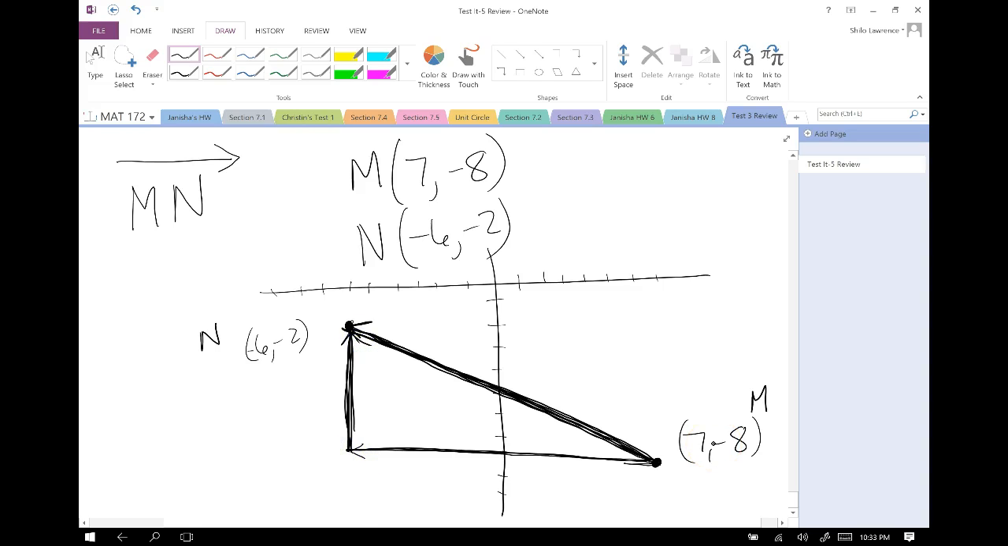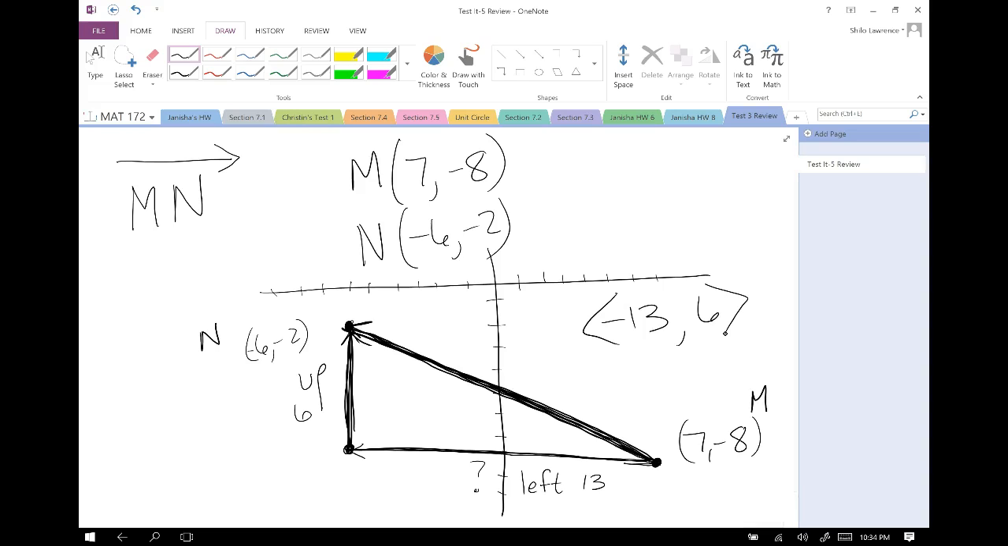So first, what do we do in the x direction to get from 7 to negative 6? To go from 7 to negative 6, I need to go left 13 units. So that is negative 13. And then to get from this y coordinate to this y coordinate, that's from negative 8 to negative 2. I need to go up 6 units. So that's positive 6.